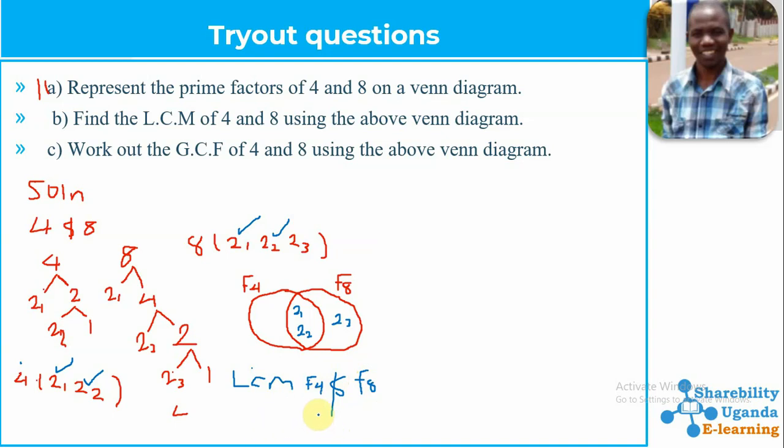The LCM here simply means the prime factors of 4 intersection the prime factors of 8, and this is going to be a union, okay?